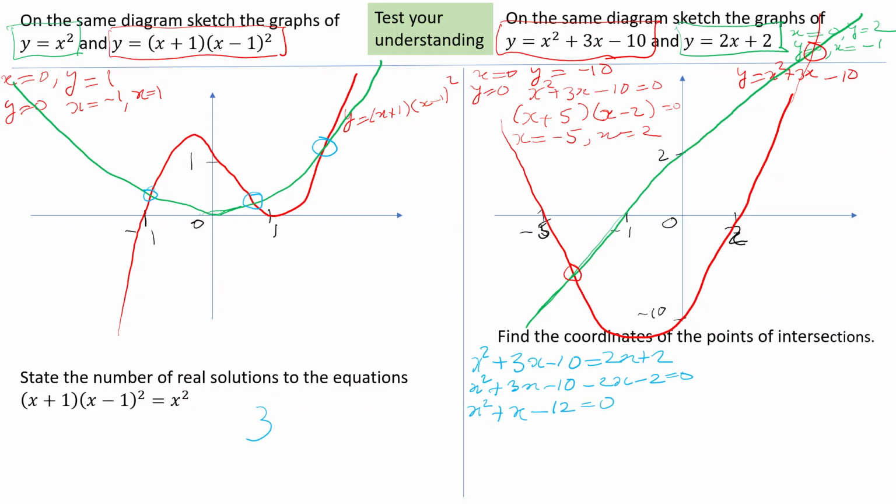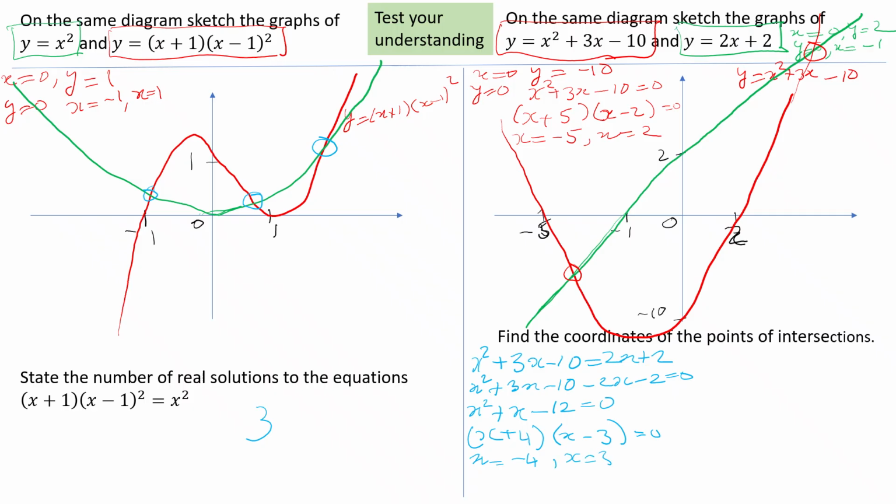We need to factorize this one. So if you multiply to negative 12 and add to plus 1, so 4 and negative 3. So x equals minus 4, x equals 3.